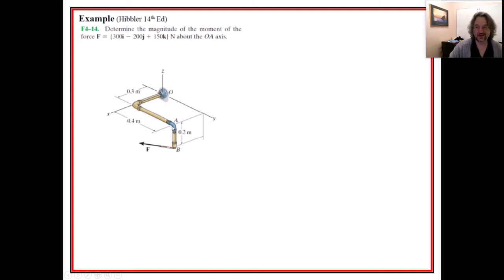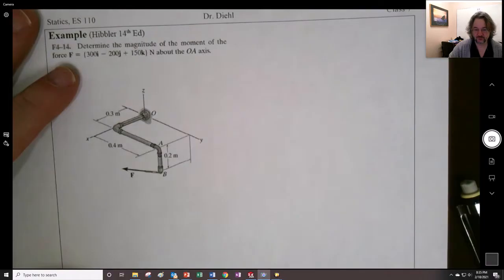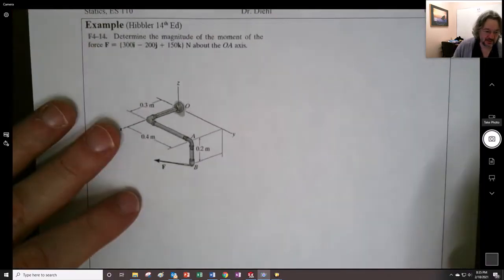But this force is not applied at that place. So what we have to do is find the moment about O and then project that moment onto that axis, so we can find only the one that's twisting about OA. I guess it's kind of practical. I don't know if it's practical or not. Maybe that's saying too much.